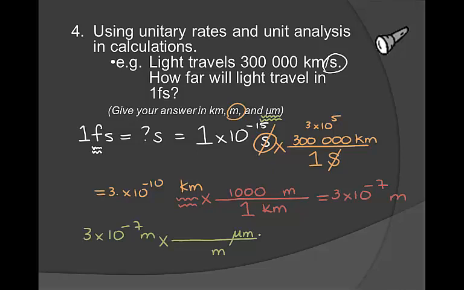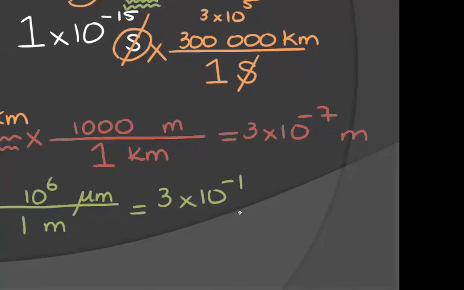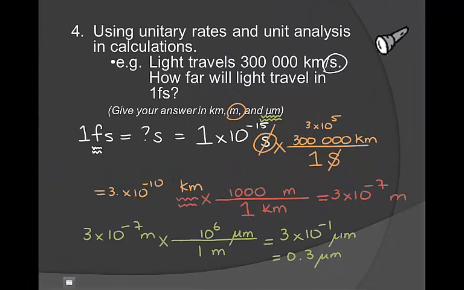You would be given a chart that has this value here, or you could look back at the scale that I gave you, but remember that there are 1 million, or 10 to the 6th micrometers in 1 meter. Again, the smaller unit, here the micrometer, gets the bigger number. So that means that I have 3 times 10 to the negative 1 micrometers, which happens to equal 0.3 micrometers. Now that doesn't seem like very far, but remember that a femtosecond is 1/1,000,000th of a billionth of a second.